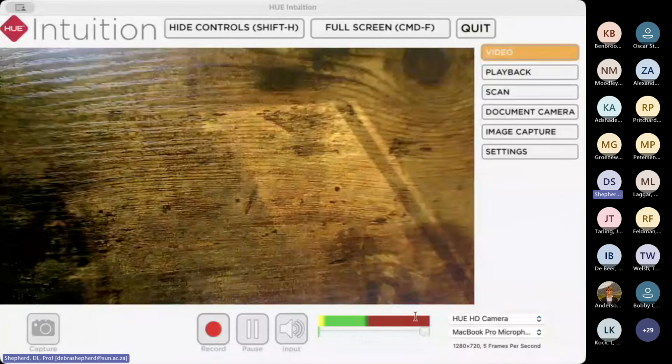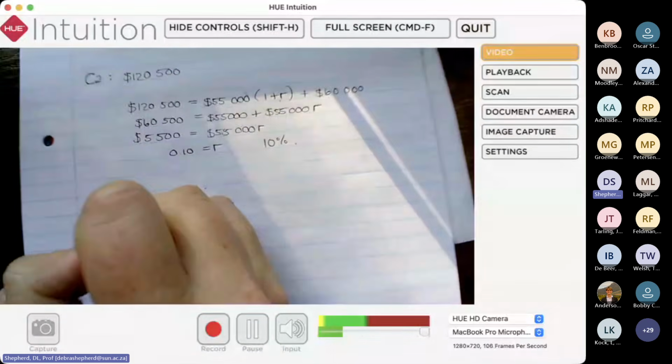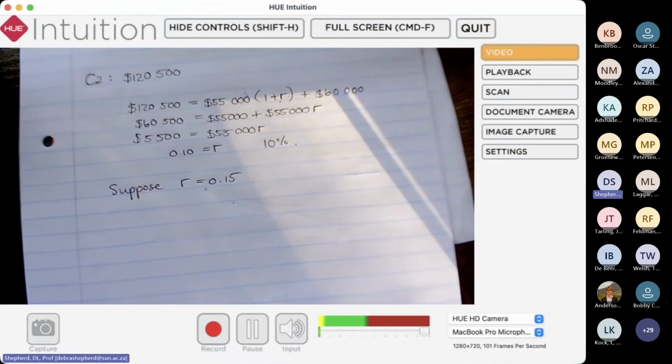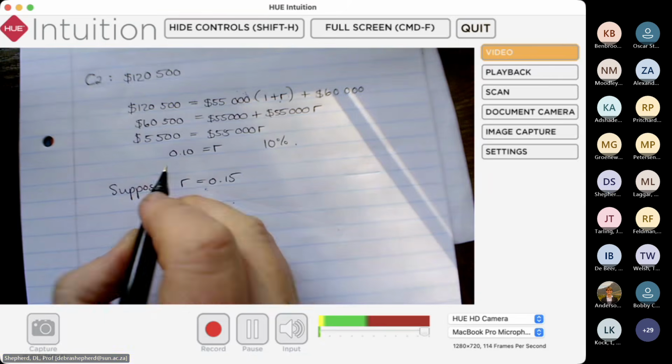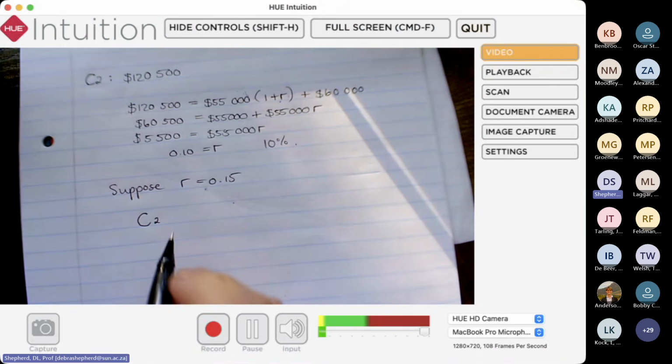Okay, so that was to get the interest rates. To move on to the next part of the question, which says, suppose the interest rate is 15%. So let's suppose that R is 0.15. How much would she be able to spend in the future period if she chooses to save $25,000 of her current income? So we want to know what her consumption in the future is going to be.